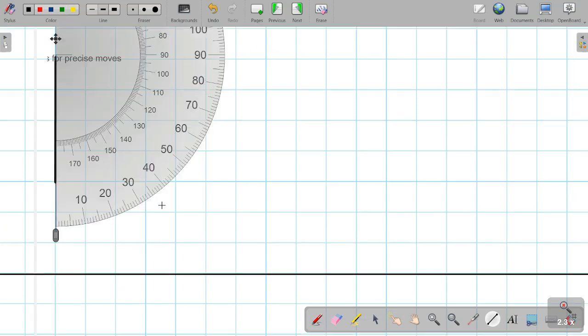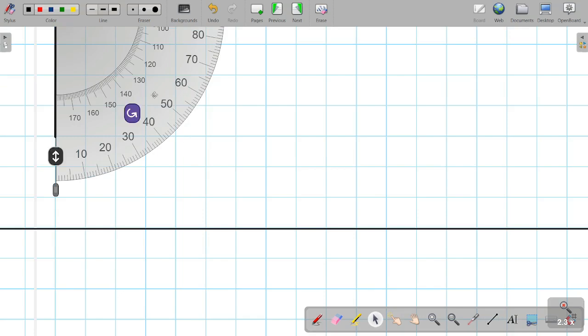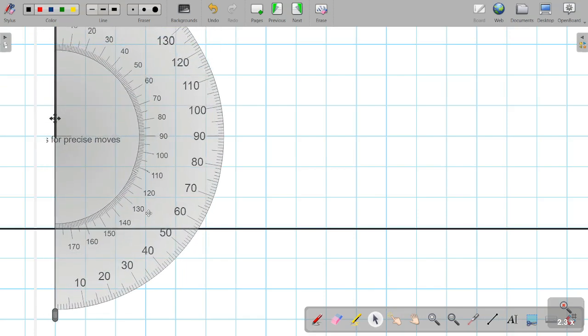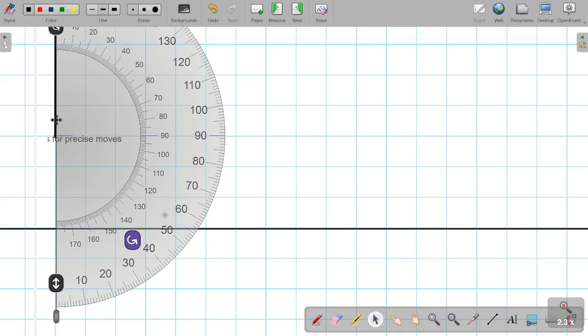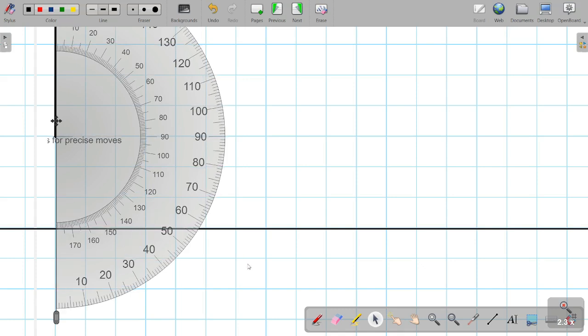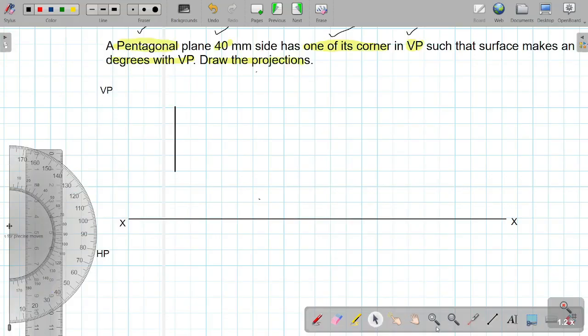Similarly, from this side, we have to measure 72 degrees, which is 70 and 2, that is this one. Now joining these 2 points by very light lines at the initial stage.